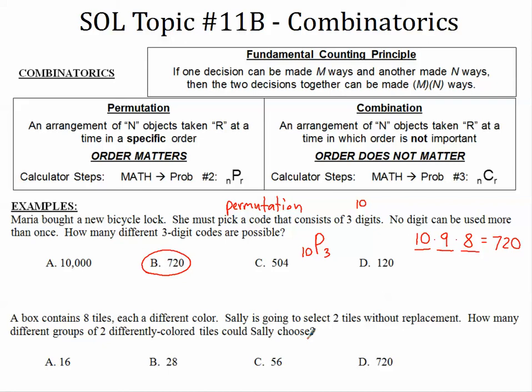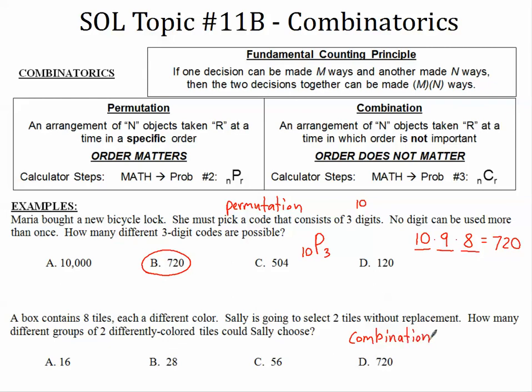tiles does not matter. If she picks out a red tile and then a blue tile, she has a group of 2 differently colored tiles. If she picks out the blue and then the red, she still has the same group. It does not matter the order. So this must be a combination.